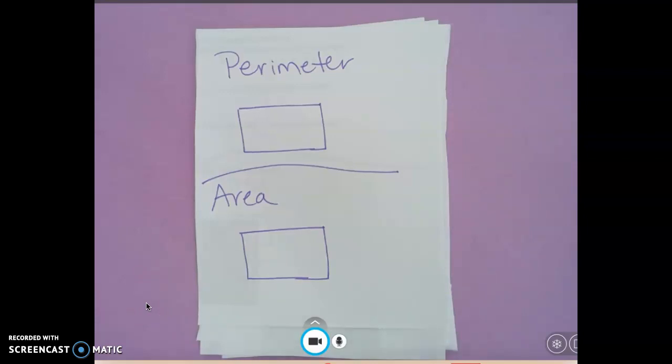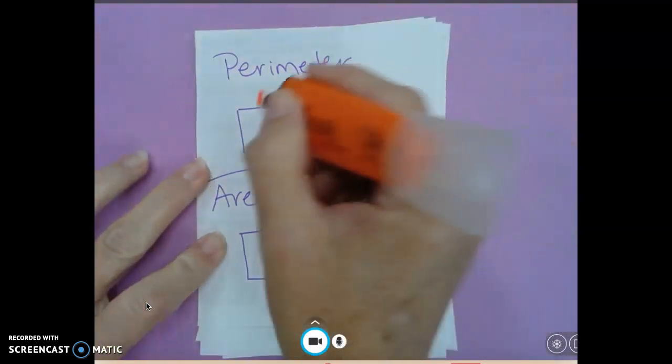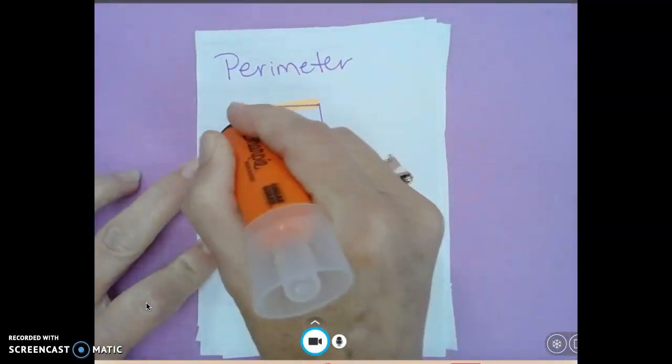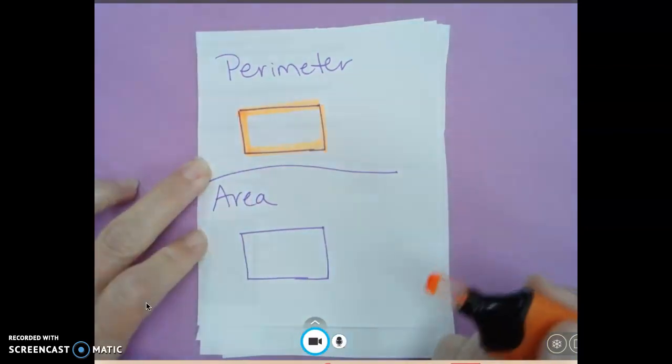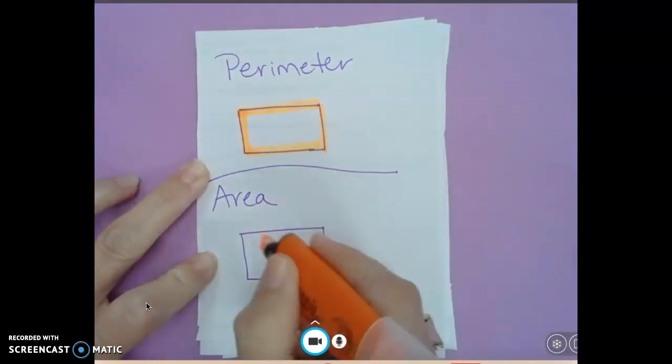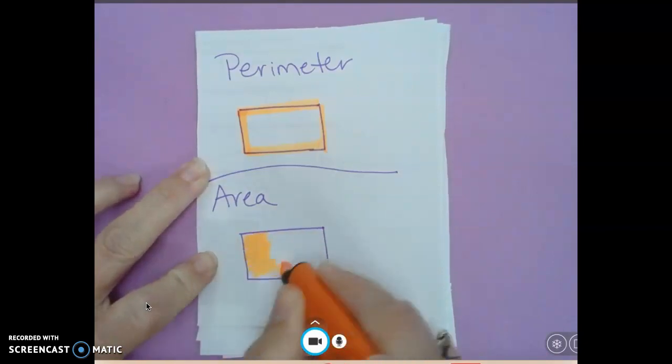Hello, 7th grade mathematicians. We are going to quickly review perimeter and area today and how to solve for that so that we'll be better prepared for later in the week. So perimeter is just the outside of a shape. So just these outside lines, that's all we worry about with perimeter. Now the area is going to be the inside.